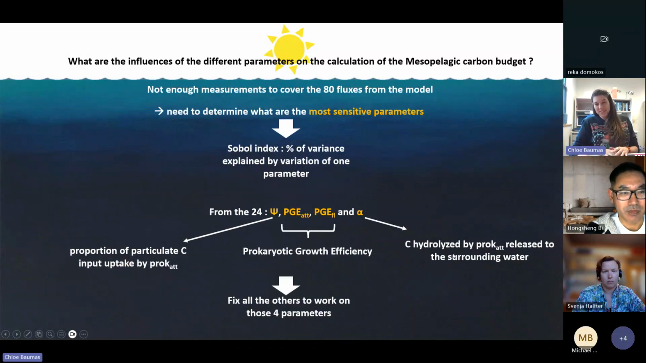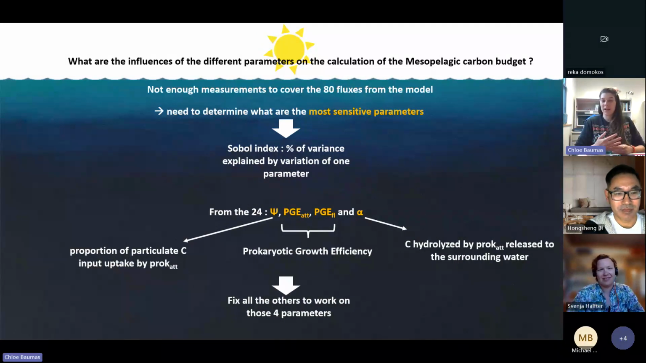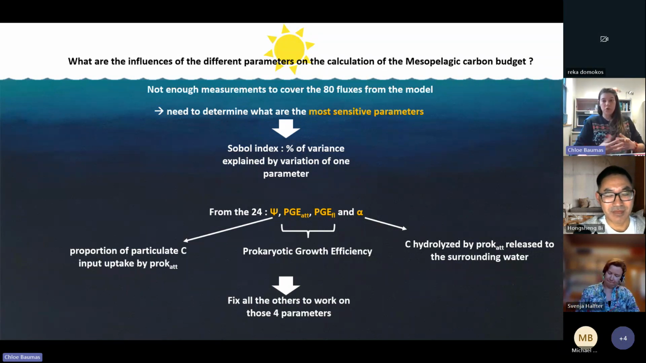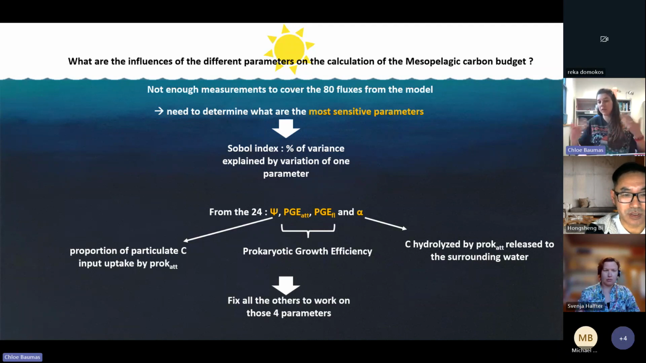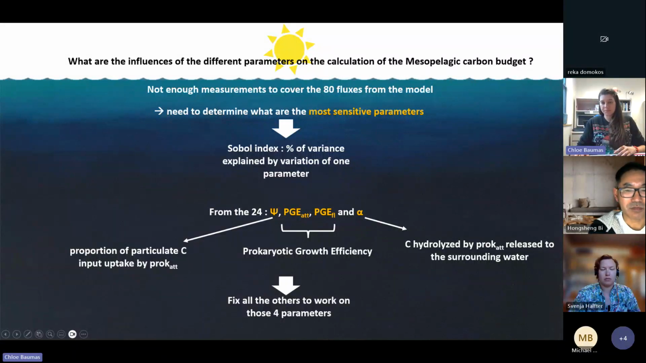Of course, this is not so easy. We only have 4 measured fluxes, where the model has 80 outputs, which is not enough to constrain the entire model and estimate the 24 parameters. So to choose which parameters to work on, we performed a Sobol sensitivity analysis. Without going into too much detail, the higher the index is, the more sensitive the parameter is, and the more impact it will have on the carbon budget.